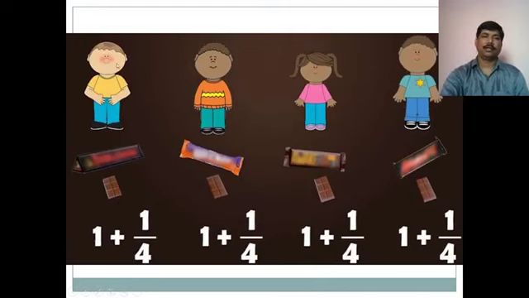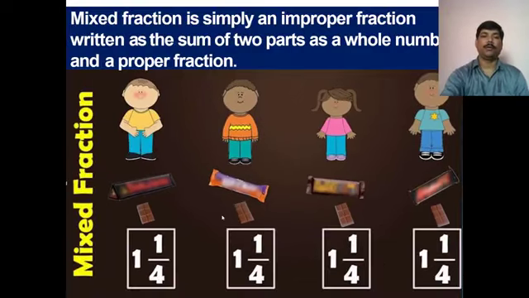So this child will receive one whole part and a fraction part. This child also, one whole part and a fraction part. This girl, one whole part and one fraction part. In this way, each child is getting one whole part and another part, which is a fraction of the whole. So these are examples of improper fractions.